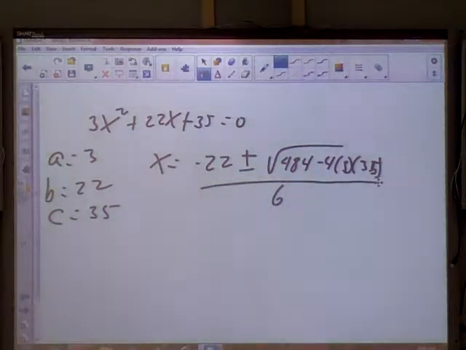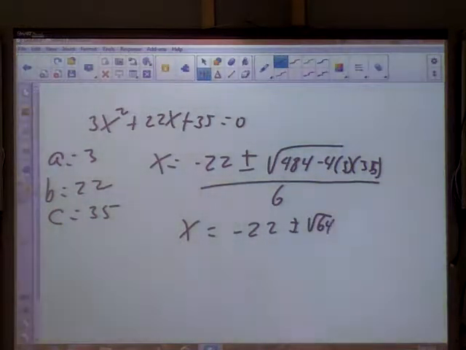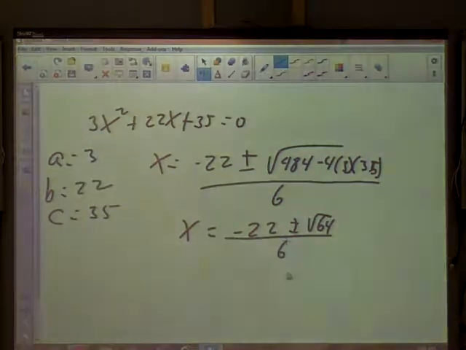Looks like I'm going to get 64 underneath the radical. Everybody seeing that from yesterday? Caitlin says yes, 64 underneath there. So then the square root of 64 is 8.